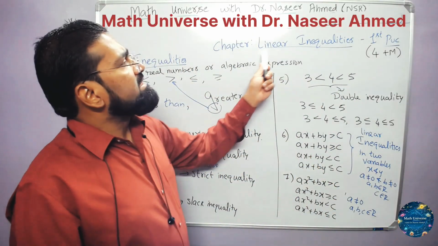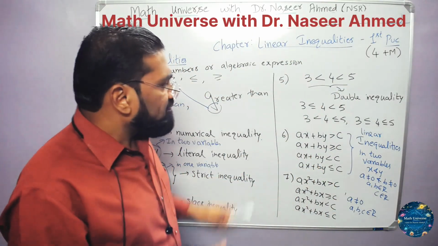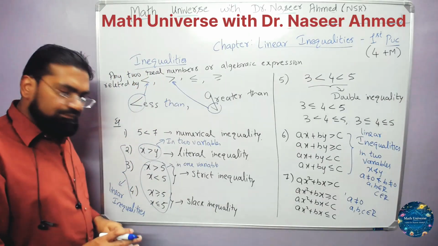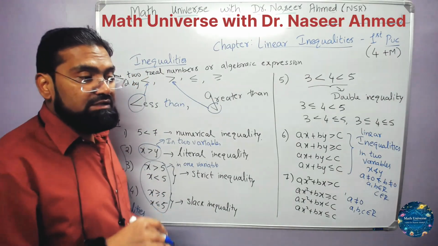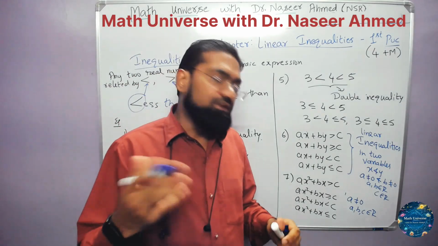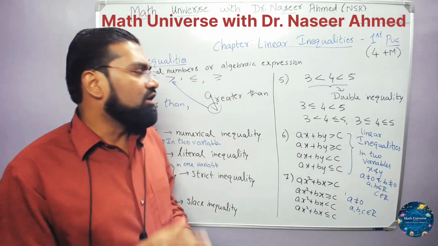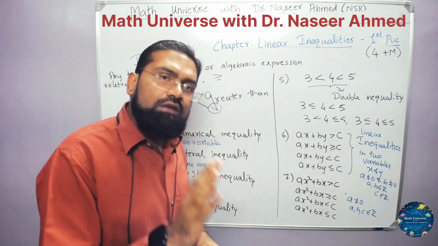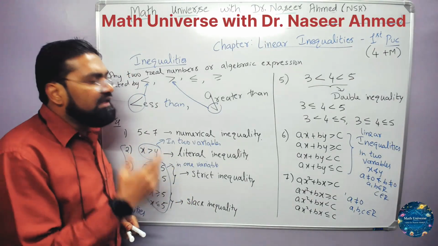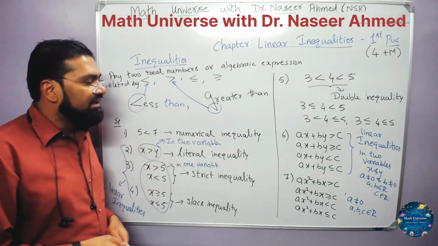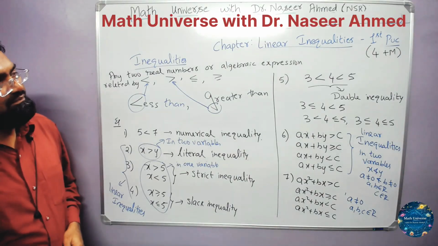As the chapter name says linear inequalities, we are going to have problems only for one variable. In the old syllabus we had two variables also, but that was removed I think two to three years back. Now we are going to have only one variable. We are going to discuss some of the concepts now, and then we will take the problems. Kindly make a note.